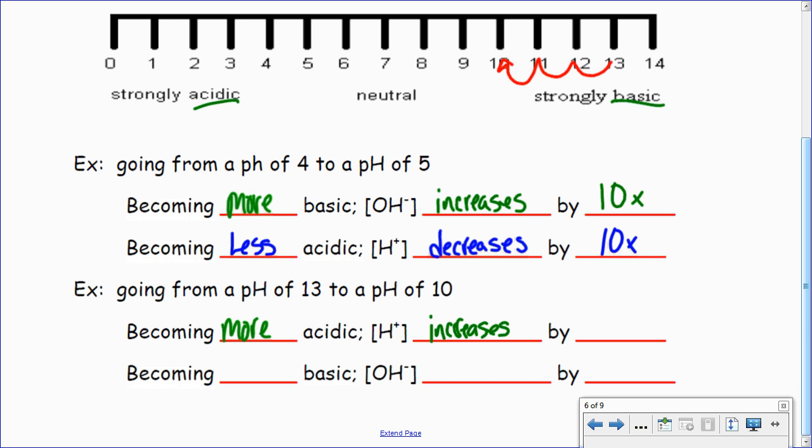Now here's the trick. Many people will screw up and say by 30 because they counted 3 steps. And they're like, well, 3 times 10 is 30, right? No, each step is 10 times. So it's 10 times 10 times 10, or 10 cubed.